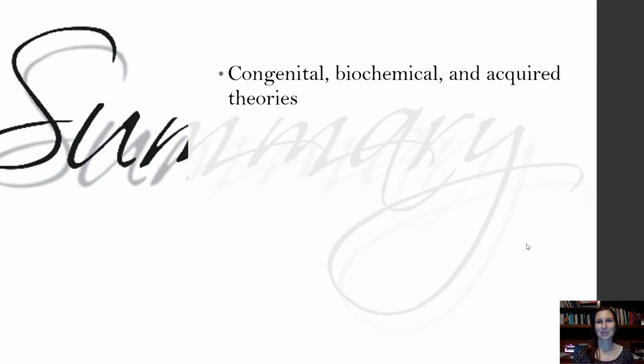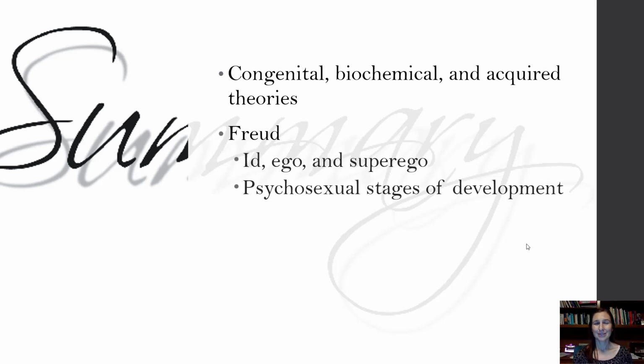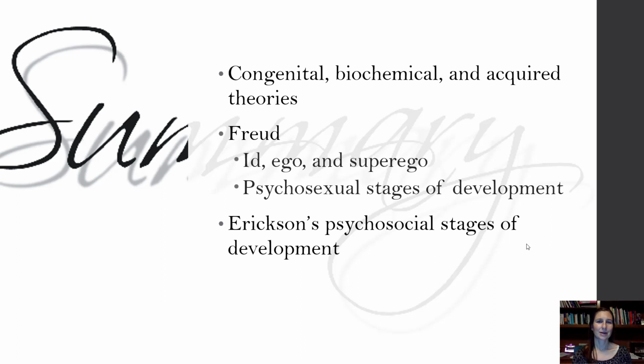Okay, so we talked about those biological theories, congenital, biochemical, and acquired theories. We talked about Freud, so the id, the ego, and the superego. And we talked about his psychosexual stages of development. And then we talked about Erikson's psychosocial stages of development.